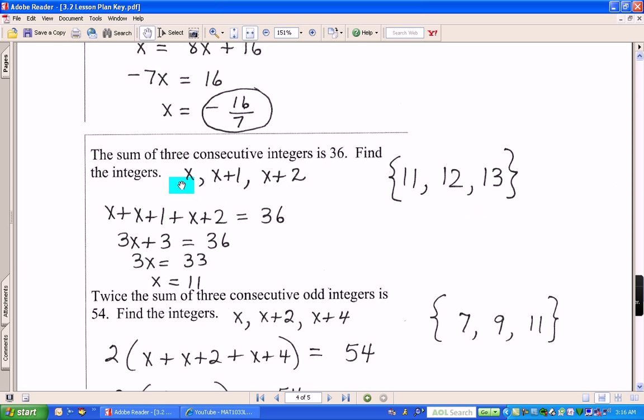Okay, ladies and gentlemen, we are continuing with section 3.2. This is the third video for this section. So this is 3.2 part 3.